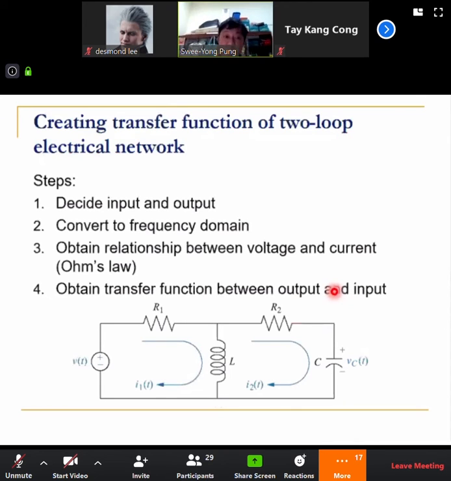Right, we have two loops here. Same approach we're going to use as just now. Just a slight difference is, if we look carefully at this graph here, we have one component that is shared by two loops. So therefore later on we need to minus away the impedance contributed by I2 multiply LS. Right. So how does it work?